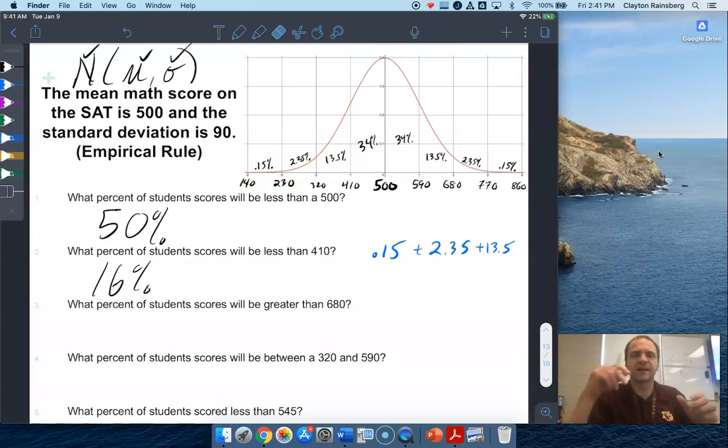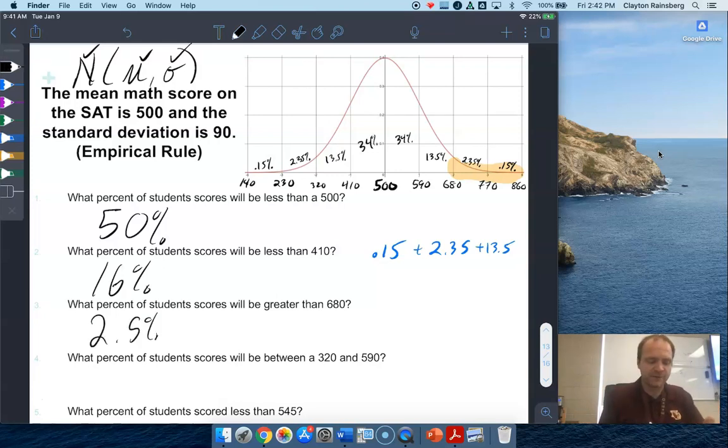What percent of students have a score greater than 680? So let's see, 680 is right here. I'm going to go to the right for that for my shading. So that would be 2.35 plus 0.15. So that is 2.5%. I took my 2.35 and I added the 0.15, 2.5%. And so this is where the empirical rule allows us, as long as we are within the standard deviations, we can add up those numbers.